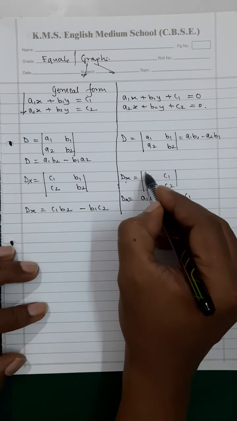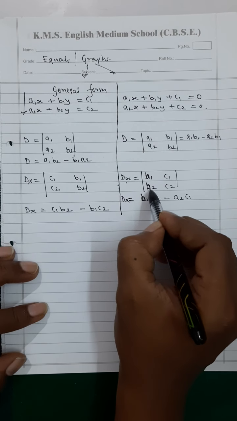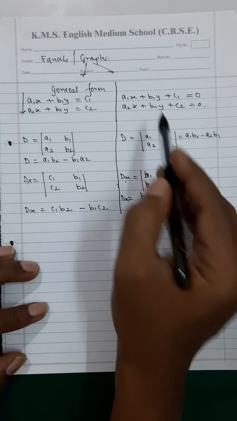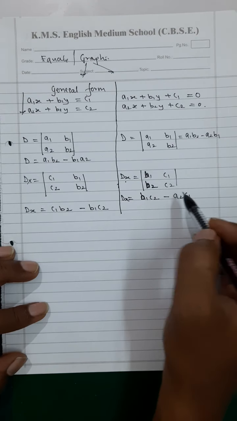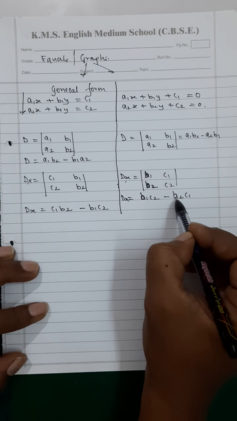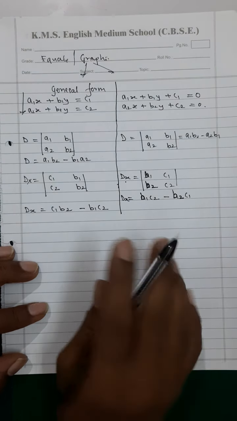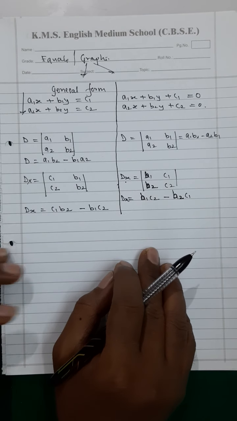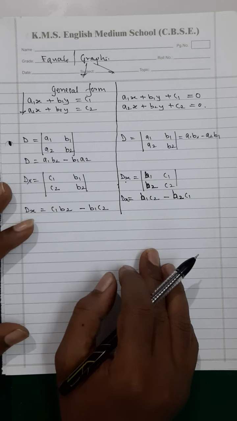Oh, sorry, no, b1. Sometimes really I make mistakes, heavy mistakes. For this I will have to consider b1, b2 only, and then this will be b1, c2 and b2, c1. See, a is not there. Okay, I'm really sorry for this, my dear students. You have to be very careful. I have to be very careful, this mistake should not have happened.